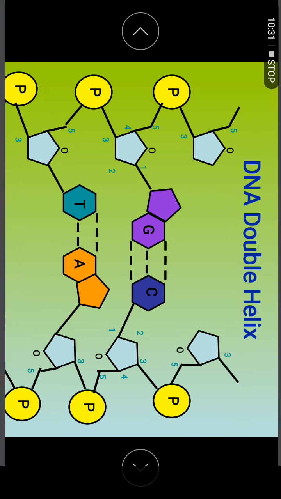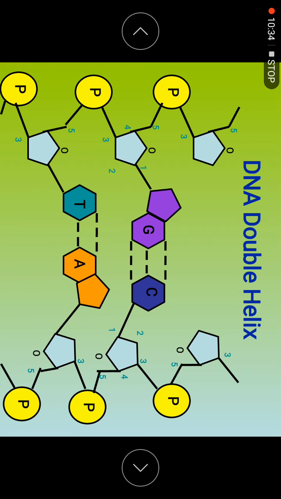And when they bond, very surprisingly, they always have a fixed number of bonds. C and G have three hydrogen bonds, and T and A have two hydrogen bonds. C and G is 3, and T and A is 2. This is already fixed, so we have to memorize it. So this is how the DNA forms.